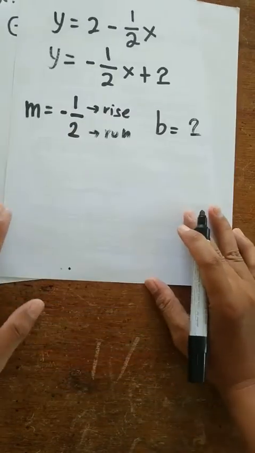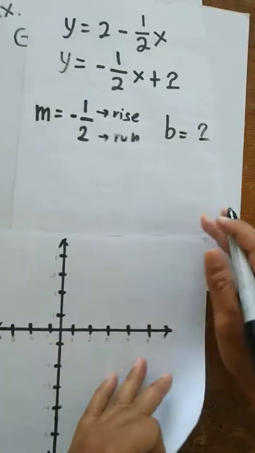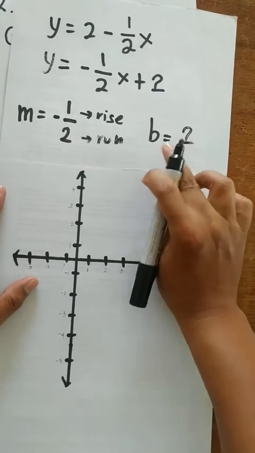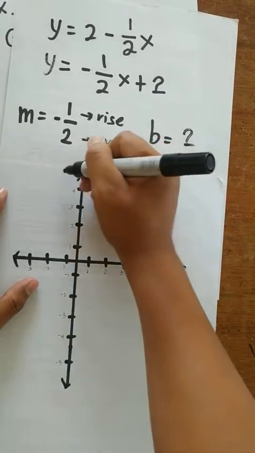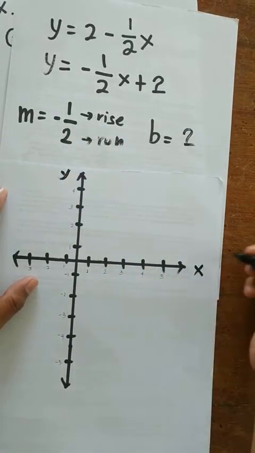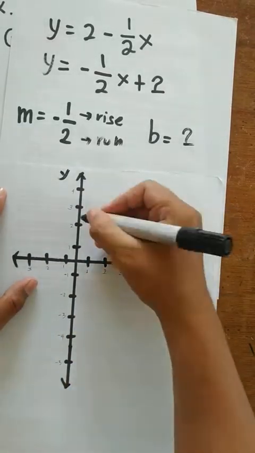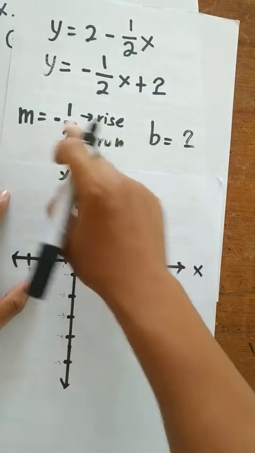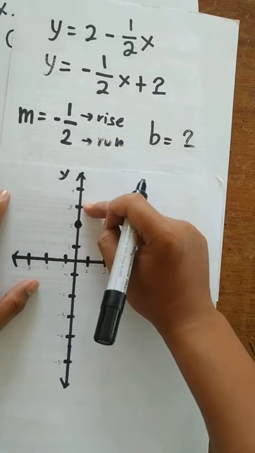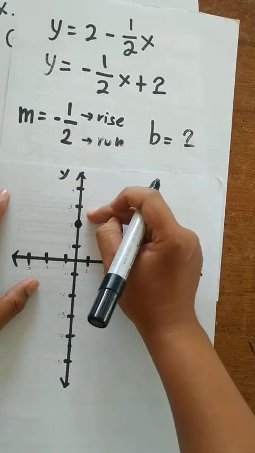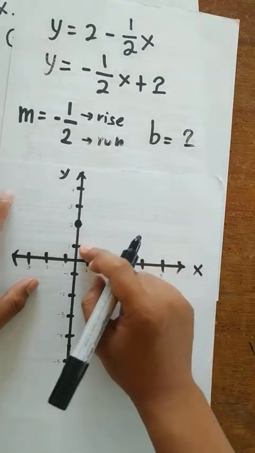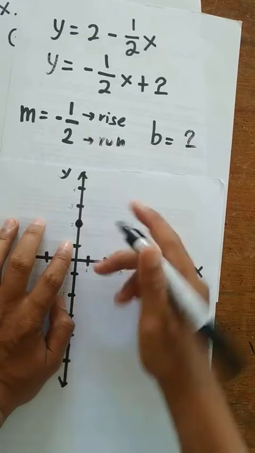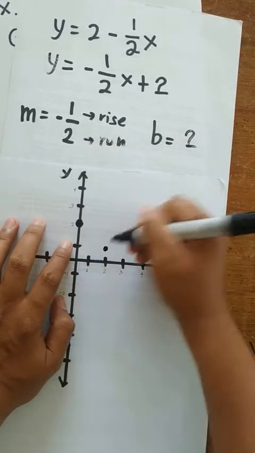Okay. So now let's start graphing this one. Again, we're going to start with y-intercept 2. So this is my y and my x-axis. So 2 here. And I'm going to rise negative 1. Instead of going up, which is positive 1, negative 1 is going downwards, right? So we have negative 1. And I'm going to run 2 units. 1, 2.